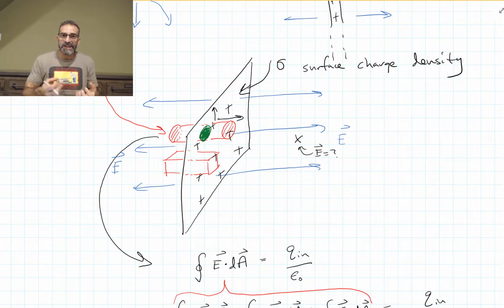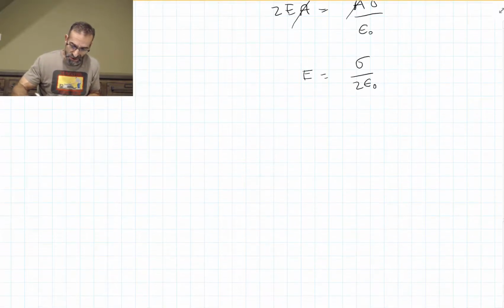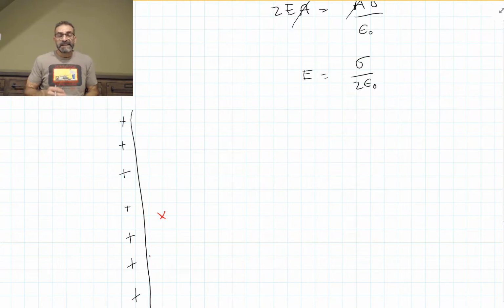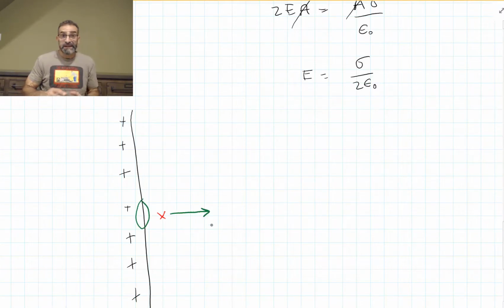How is it that the electric field's not stronger when I step up closer to the sheet of charge? And the reason is that if you have a sheet of charge over here, I'll just make it positive, and you're very close to it. Let's say we want to know what's the electric field right here. You have to remember the electric field is a vector quantity. So some of this charge, you're quite close to it, and it's going to create an electric field here that's pretty strong.